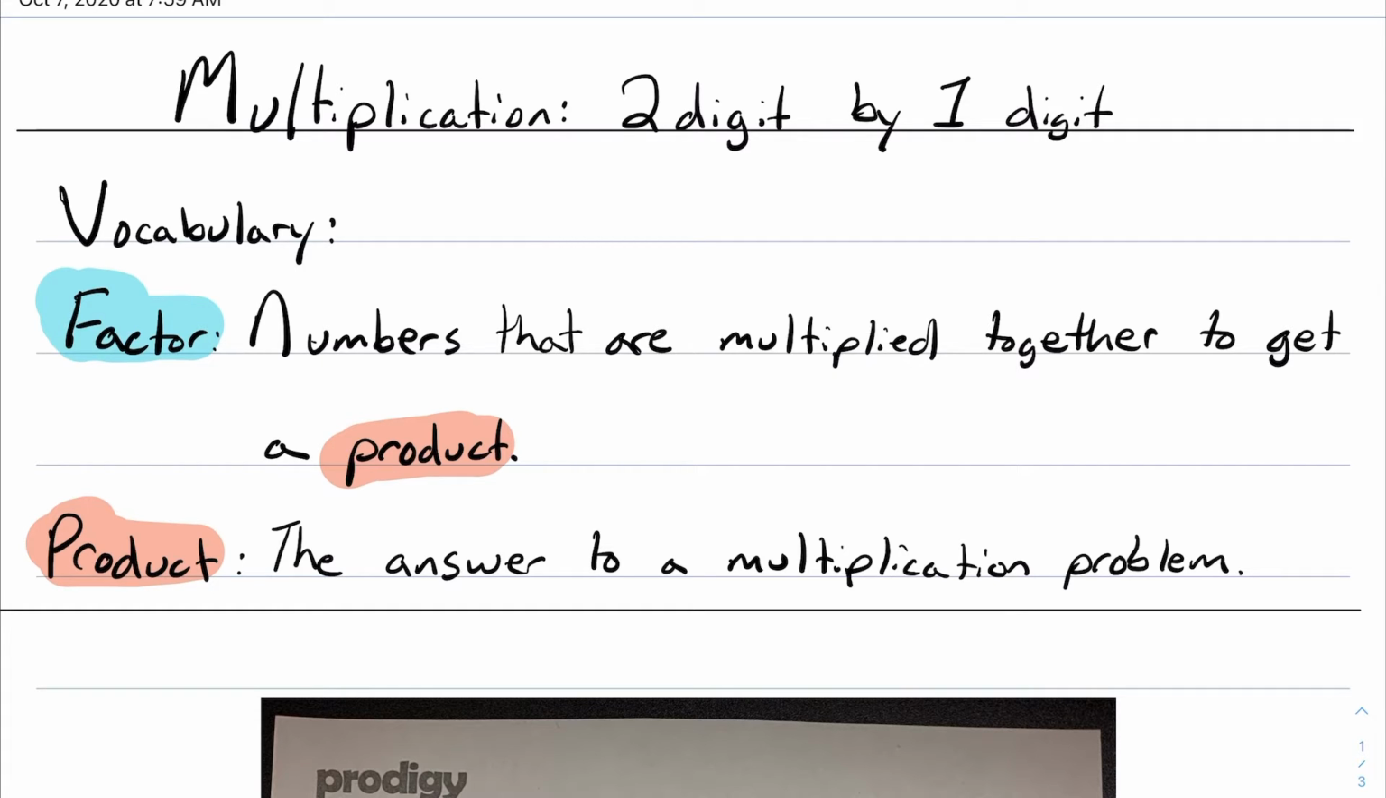We have a couple vocabulary words today. Factor is our first vocabulary word, and factors are numbers that are multiplied together to get a product, or to get an answer. And the product is going to be the answer to a multiplication problem.